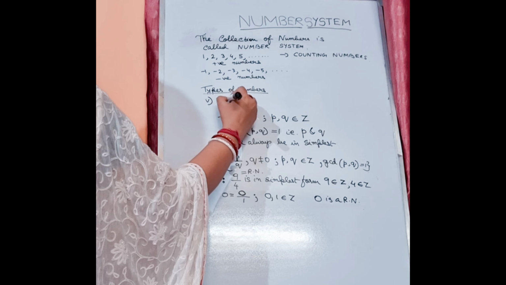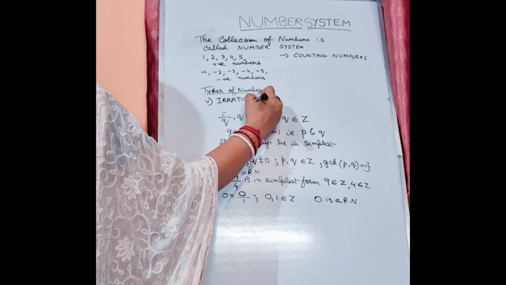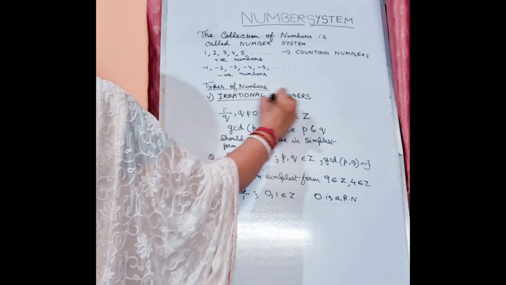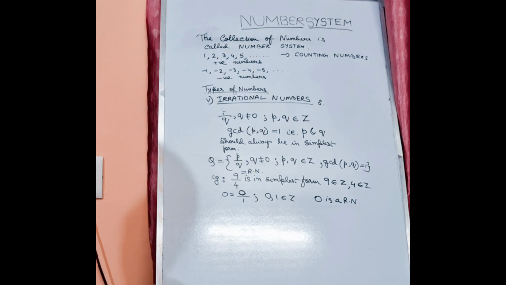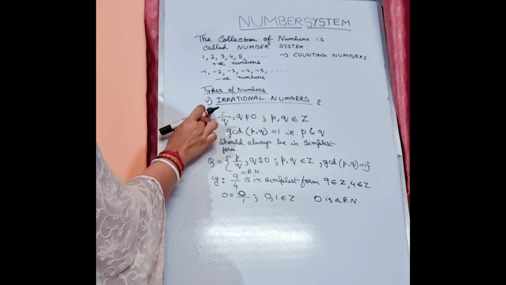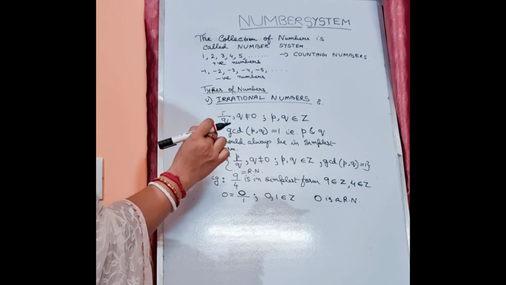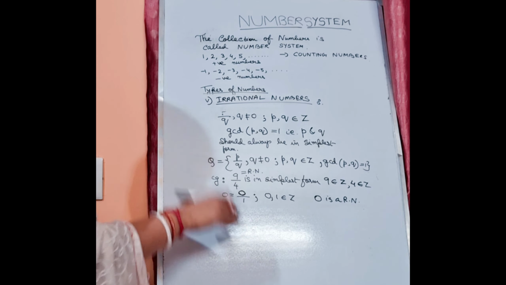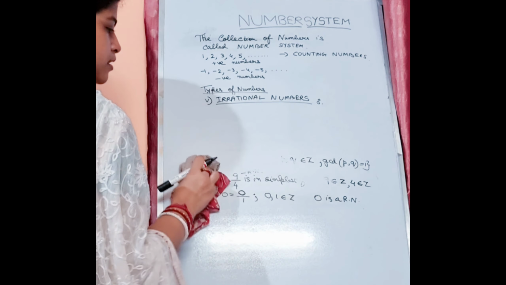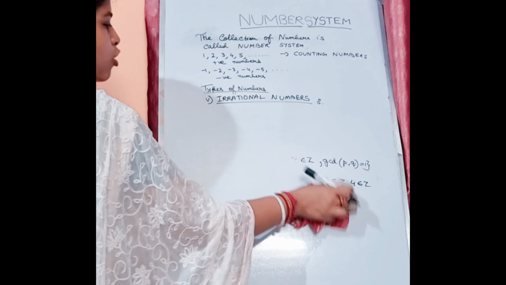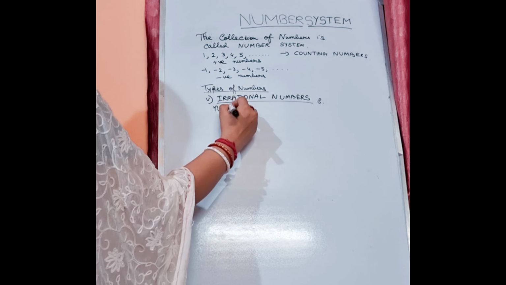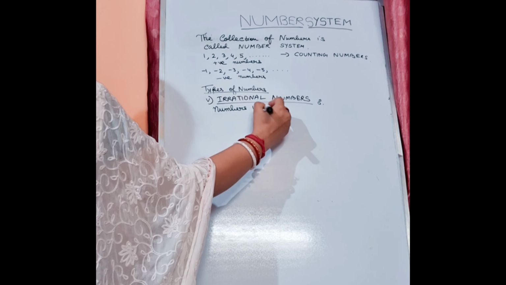Next, the next set of numbers is irrational numbers. Now what are irrational numbers? Irrational means, obviously you can understand, numbers which cannot be expressed in the form of p by q. Those types of numbers will be called irrational numbers. So obviously it's the opposite of rational numbers.